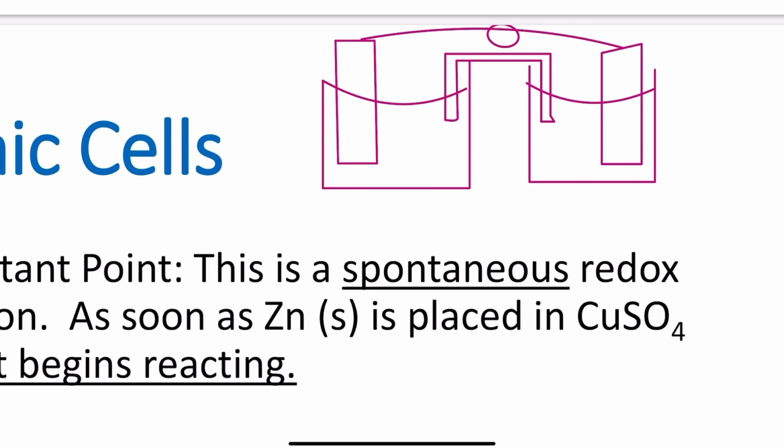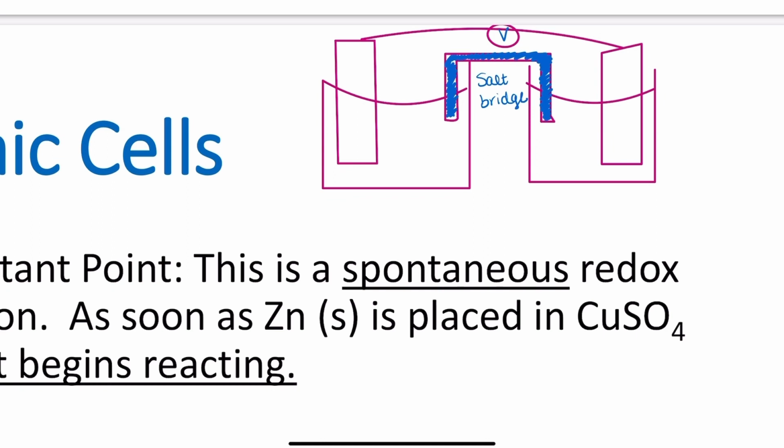Let's go ahead and label everything we got. So this here is my salt bridge. Again, the salt bridge is there to keep electrical neutrality within your system. It's to balance out so we don't get an overall positive charge or negative charge on either side of our cells. It's to keep everything equal. It's connected by a voltmeter.